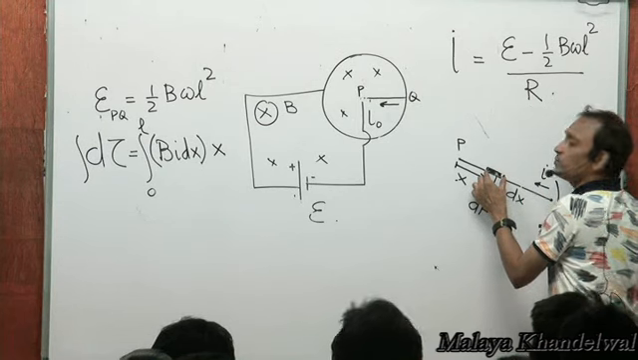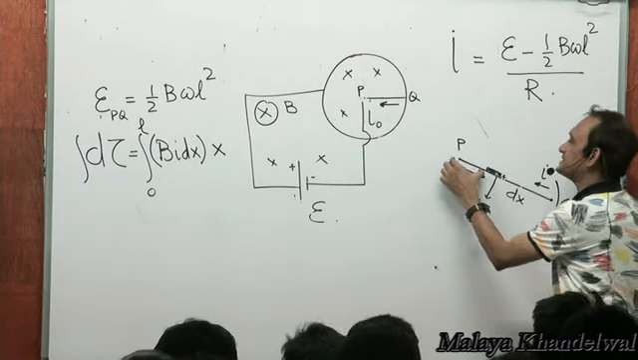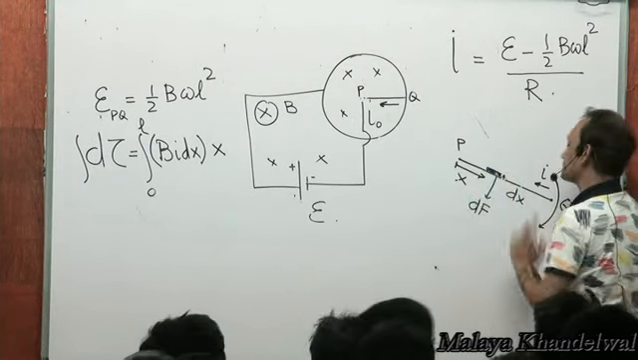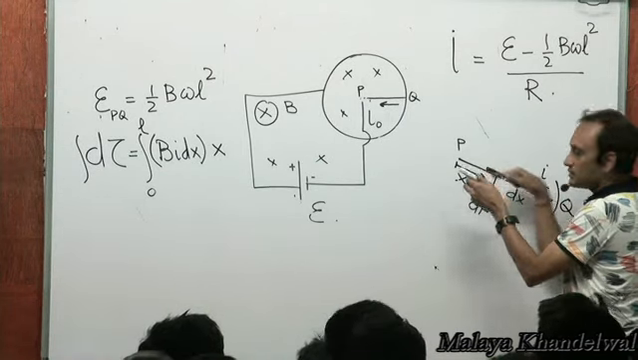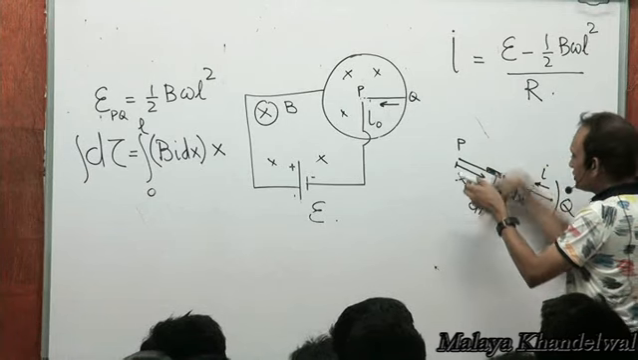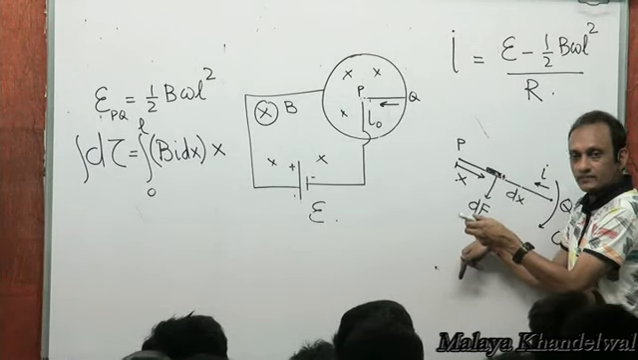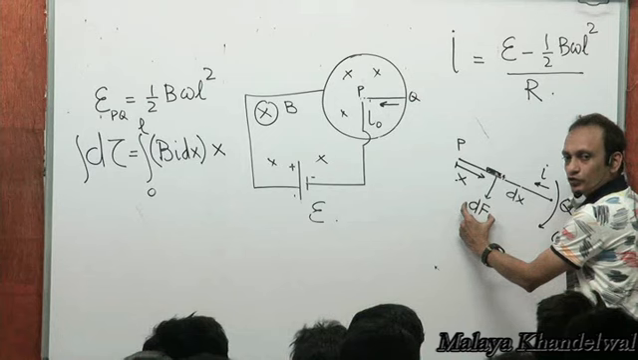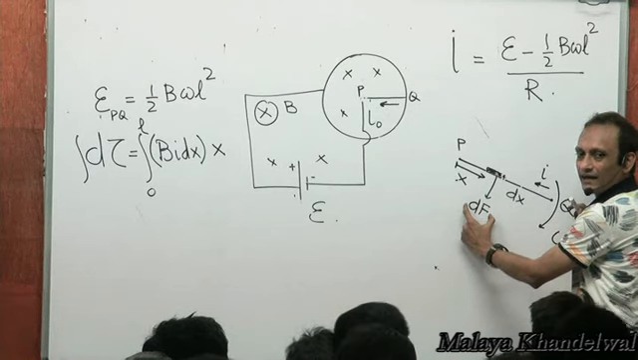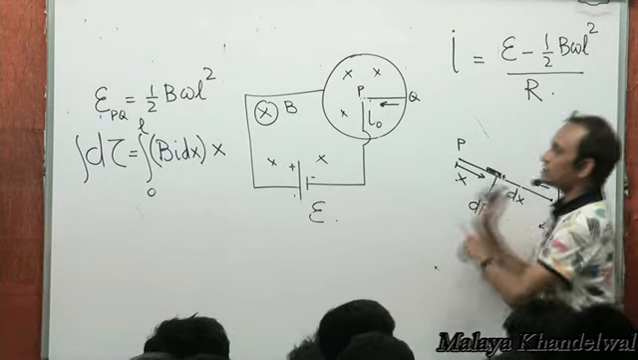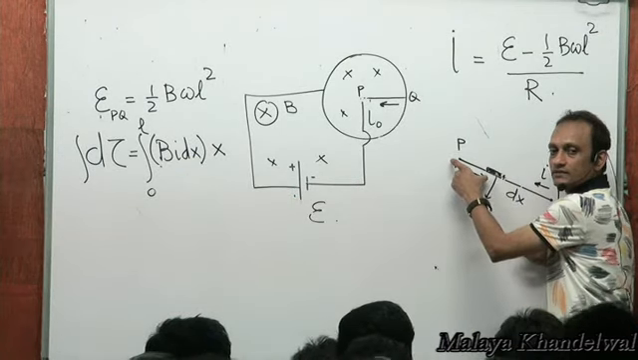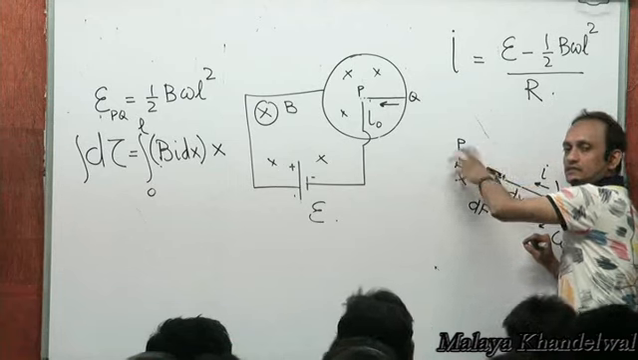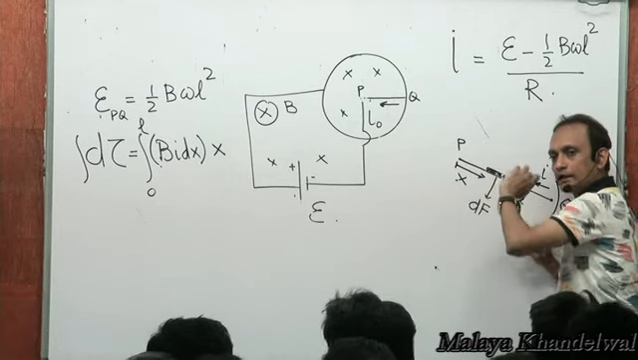So if this was a small element between P and Q at a distance x from P and of length dx, dl is like this, B is like this, so dl cross B would be in this sense. And what would be the magnitude of the force? B i dl, so B i dx is the force. This force produces a torque, force into x. Torque in this sense, clockwise sense, yes or no?